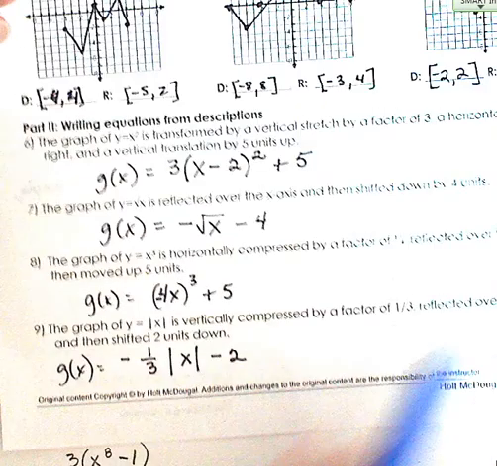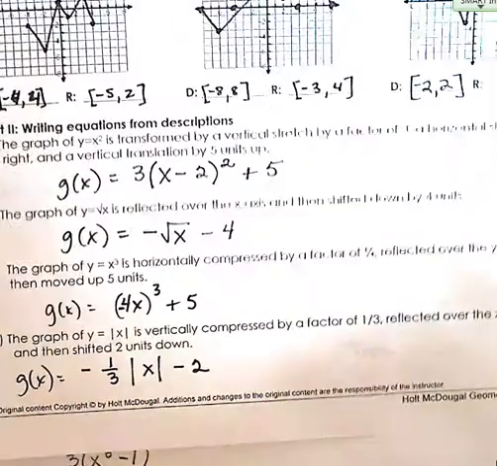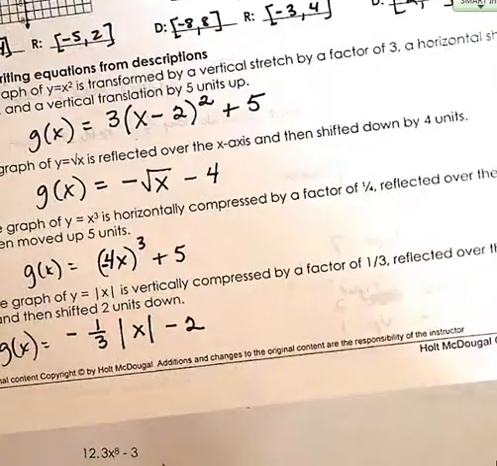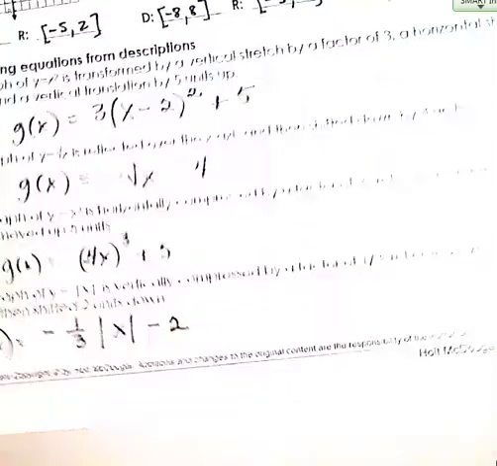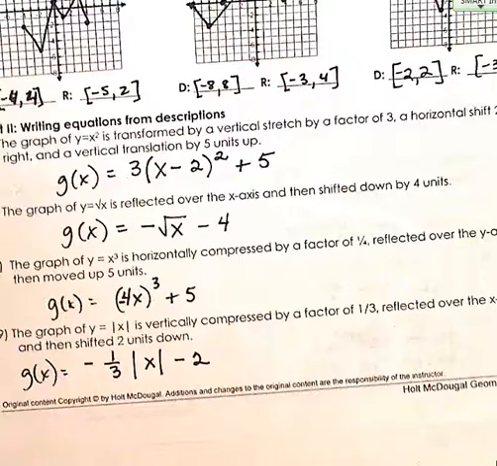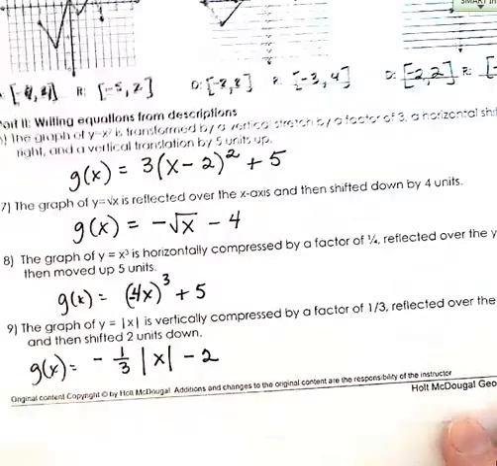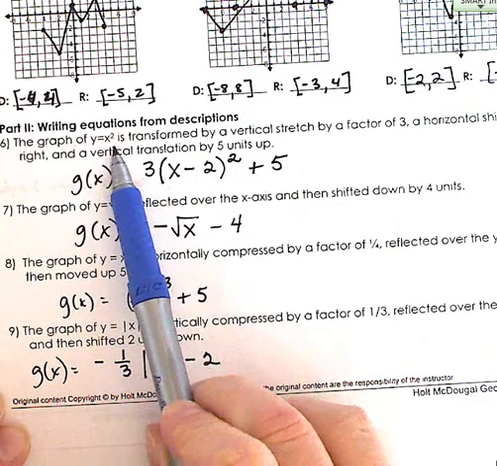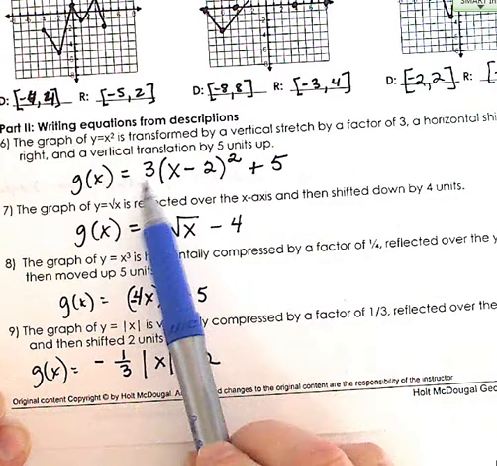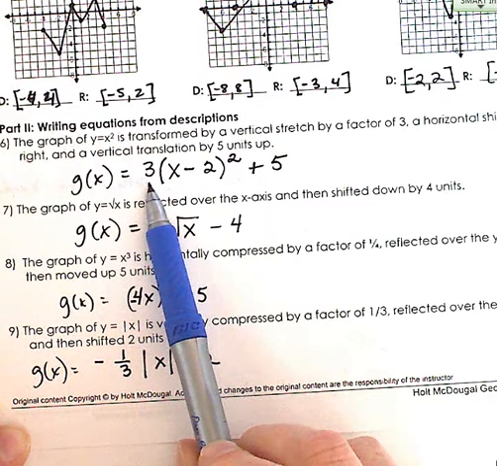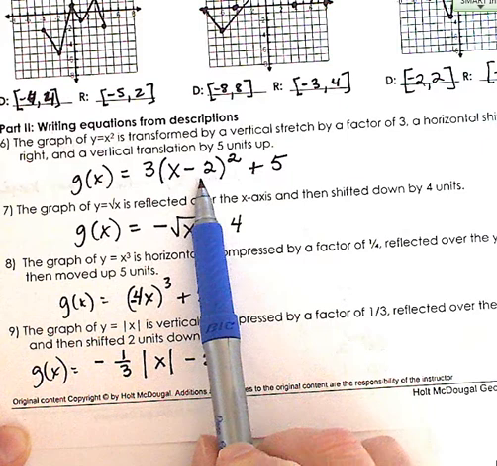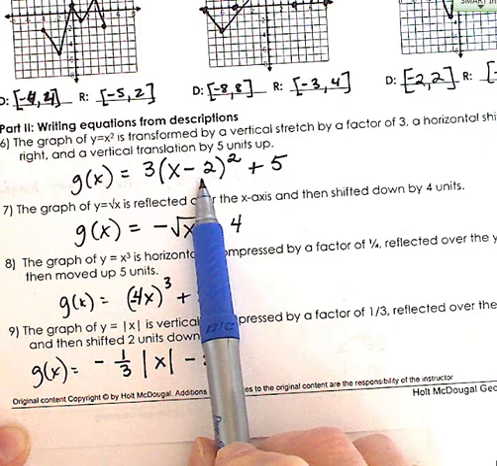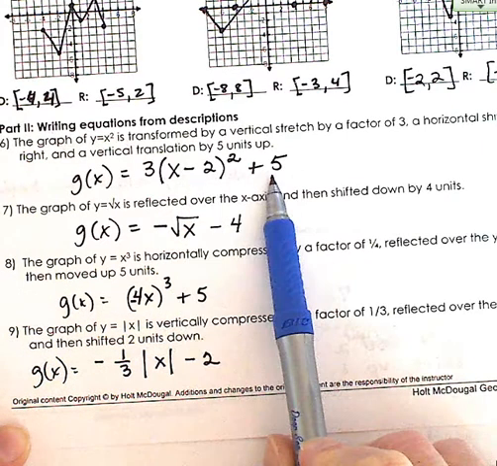Then we needed to write the equations. Okay, number 6. We're starting off with x squared. We're going to vertically stretch it by a factor of 3. That means there's a 3 out front. We're going to horizontally shift it 2 to the right, opposite what we think. We're going to subtract 2 inside the parentheses. Vertical up 5, so the plus 5.